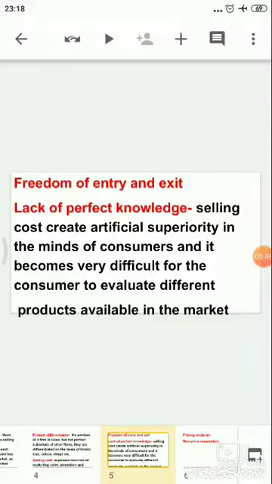So this is the effect of lack of perfect knowledge, that there is an artificial superiority which is created in favor of a particular product, because the sellers are able to spend more money on the advertisement and sales promotion of the product. There's a saying, na, jo dikhta hai wo bikta hai. So when they see the product, they are influenced by the advertisement and they buy those products.